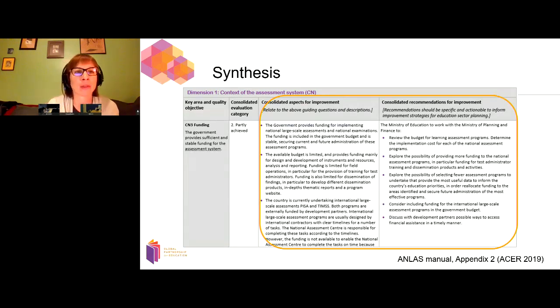And you can see that with this slide, one can present and receive a really comprehensive overview of the findings of the analysis presented in a very comprehensive way. Because the consolidated aspects for improvements and the recommendations for improvement all relate to each other, and together they provide information about how to achieve the quality objective for the respective key area. Next slide, please.